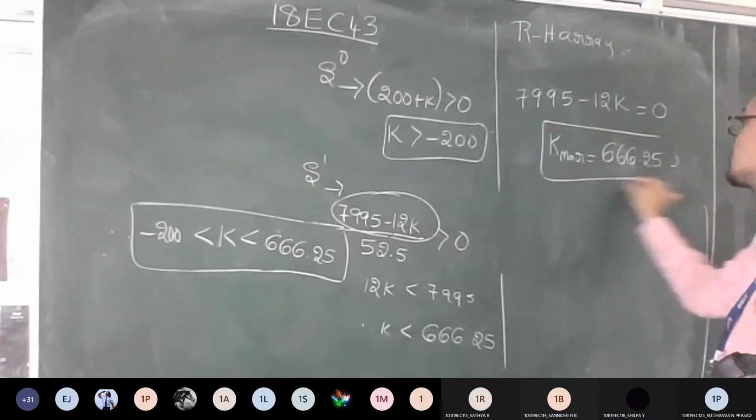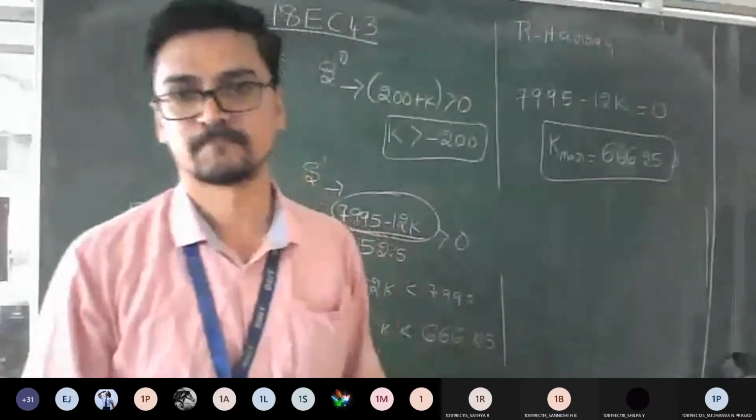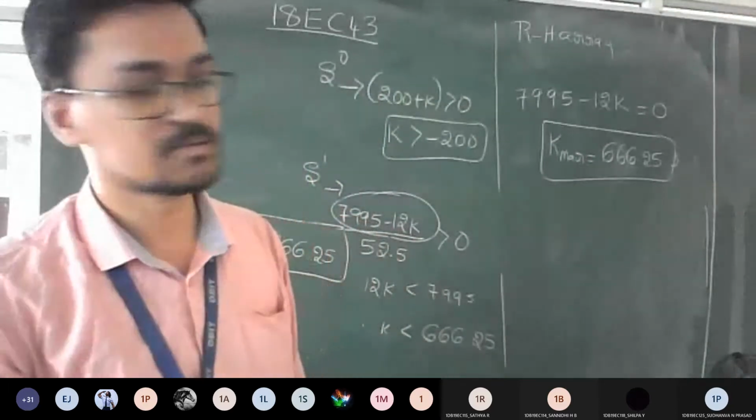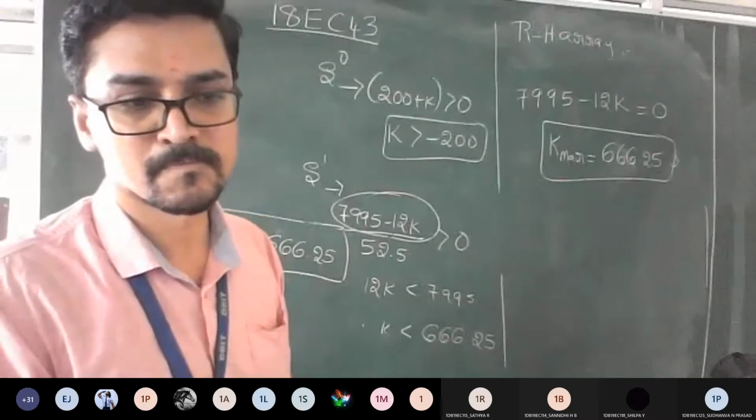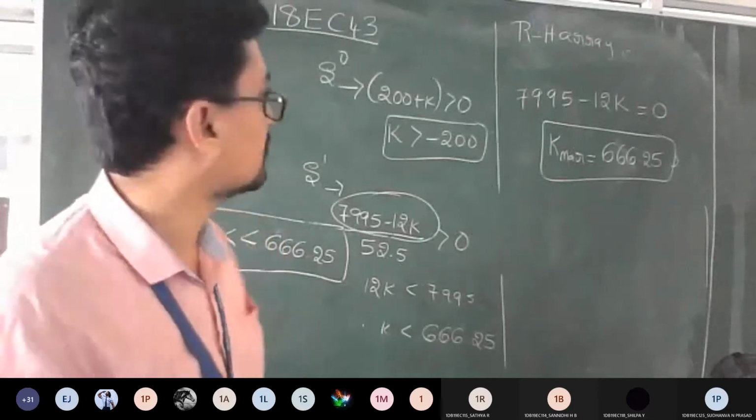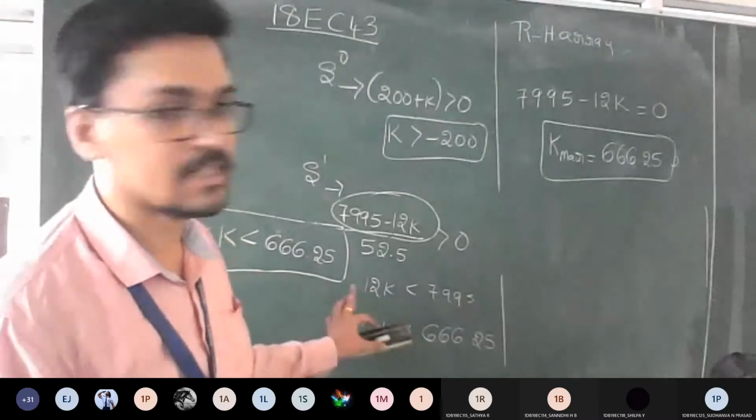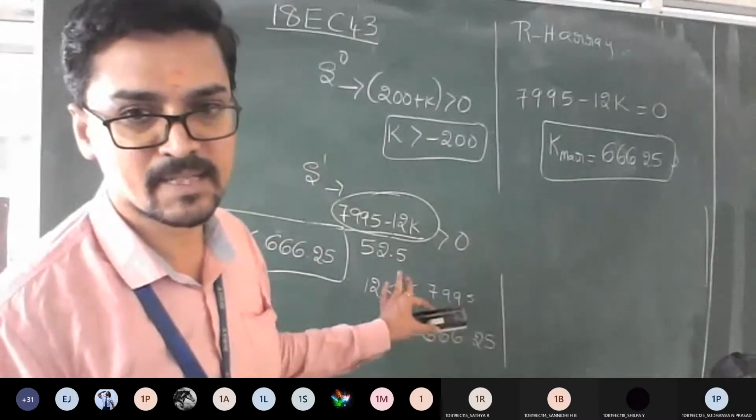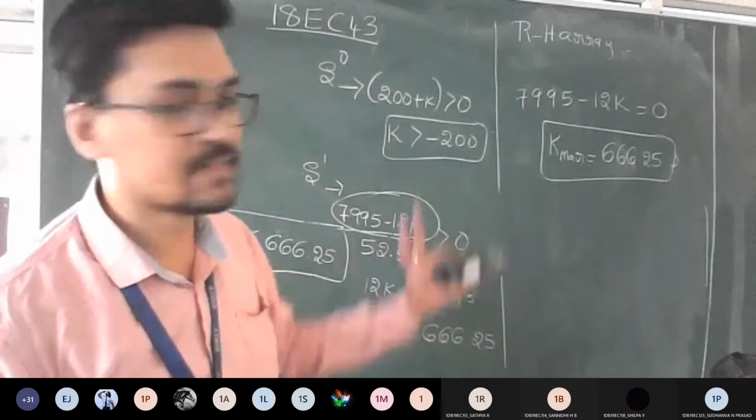Is it 666.25? Understood or not? Everyone? Yes, sir. Is it okay? So this is the only thing you just need to add. That's it, a simple step. Just take the s power 1 coefficient and equate it to 0.